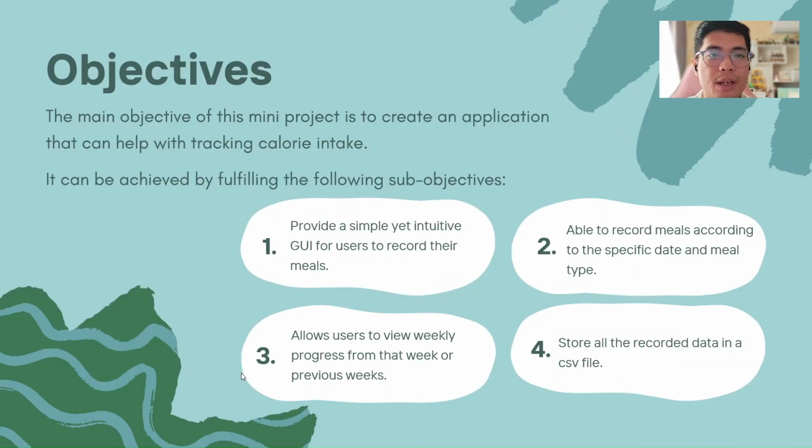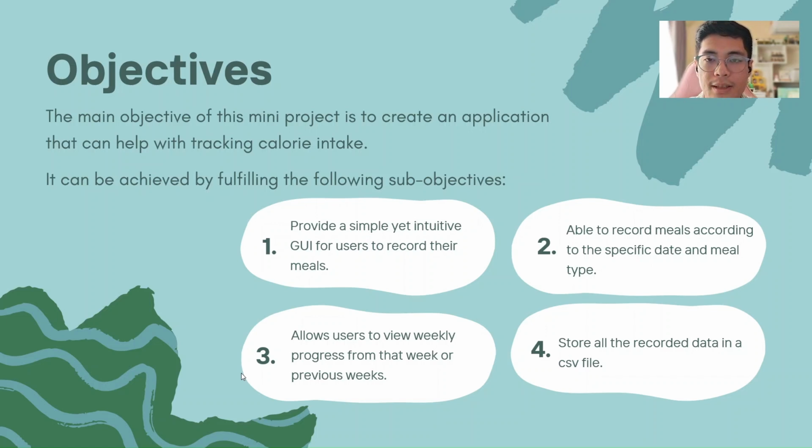And moving on, in order to solve this problem, we have to solve the objective. So in order to achieve the objective, which is to create a mini project that create application that can help users with tracking calorie intake, we have to solve these four sub-objectives. So among them, the sub-objectives are providing a simple yet intuitive graphic user interface (GUI) for users to record their meals. So this is so that users can easily record their meals and easy for them to understand as well.